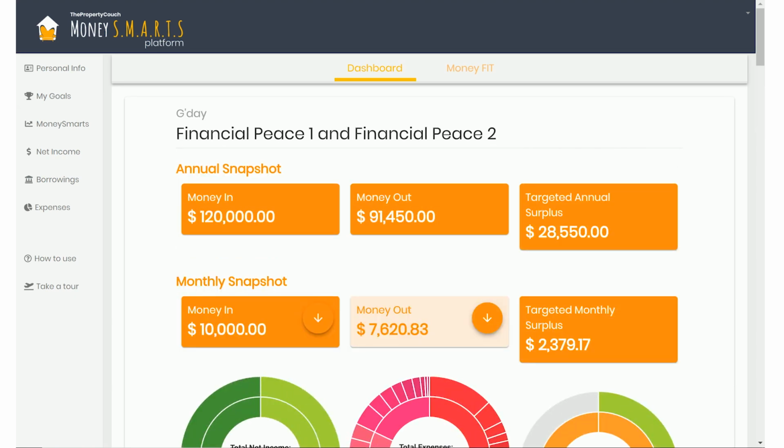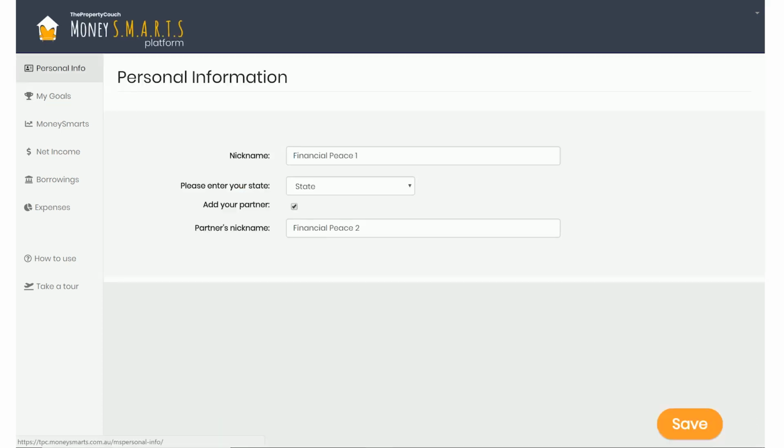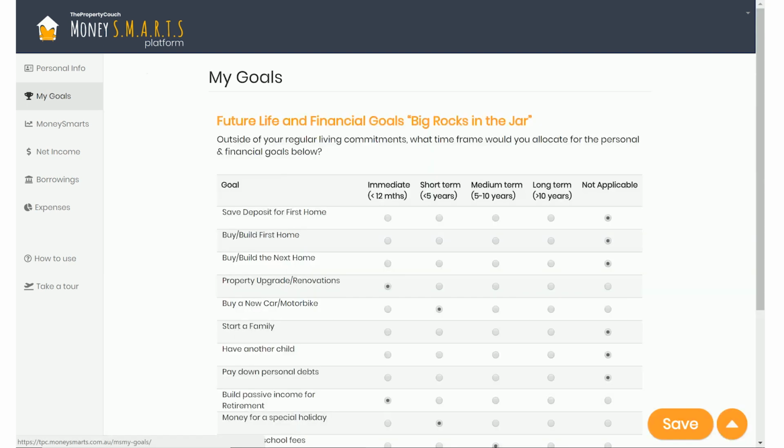I've bypassed that step. There are training videos under the URL thepropertycouch.com.au/financialpeace. But here we are inside the Money Smarts platform. We've got our personal information. You can see the nicknames that I'm giving: Financial Peace 1, Financial Peace 2. I'm going to come back to this state thing in a minute when we talk about Money Fit.